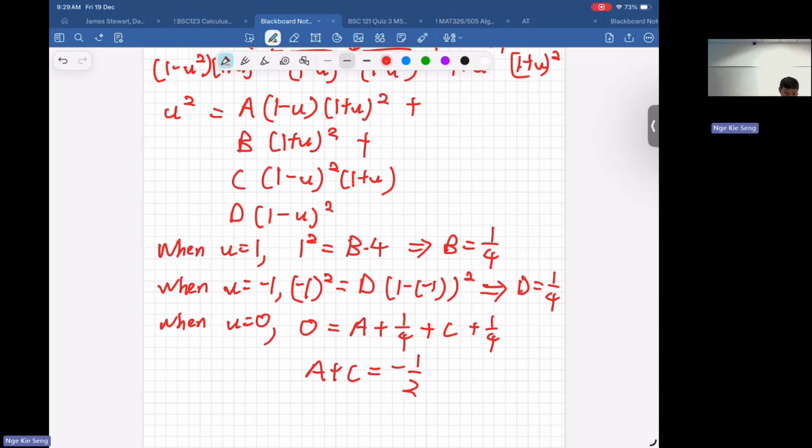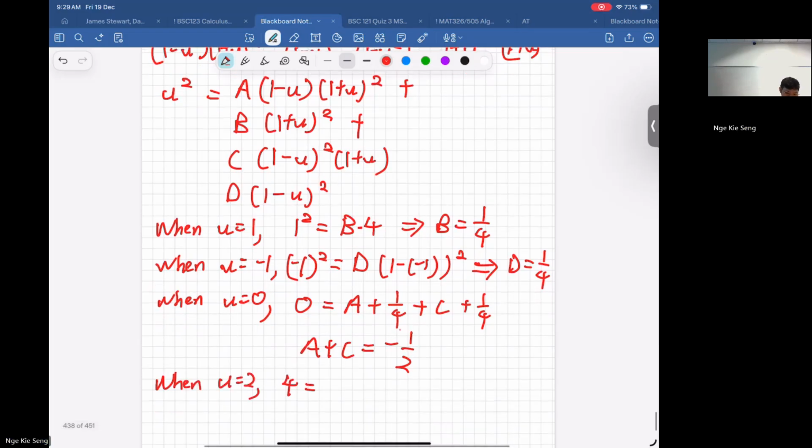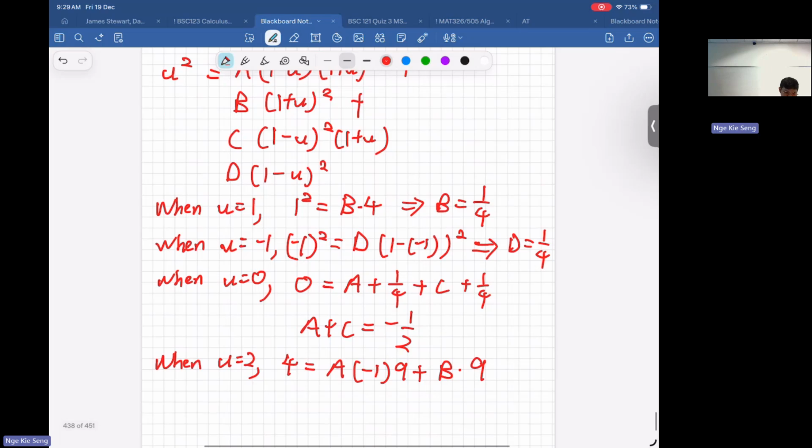2. So let's try 2. We got 4. A is minus 1. 2 plus 1 cube is 9, plus B times 3 is 9, C times minus 1 square becomes 1. So 2 plus 1, 3, 3 plus 1 over 4 times minus 1 square. So it becomes 1 again.